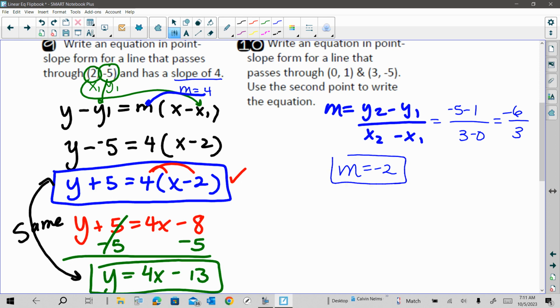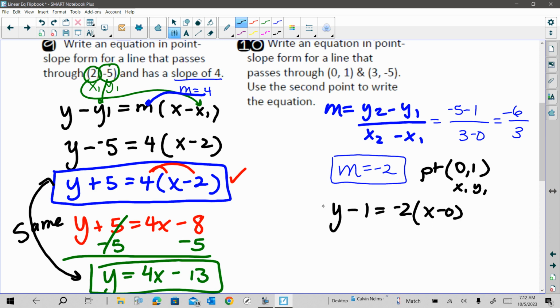Okay, that's my m. I'm going to use my point. I'm just going to use the first point. So my point here is 0, 1. That's my x1 and y1. So now I'm just going to plug it into the formula. y minus 1 equals -2, parentheses x minus 0. This is point-slope form.